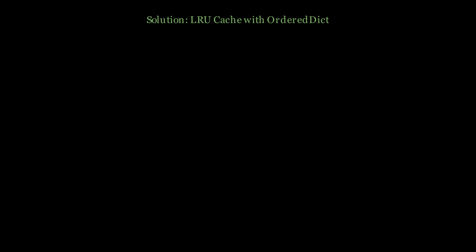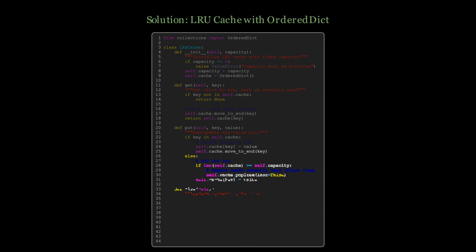Python's OrderedDict makes LRU cache implementation elegant. It combines hash table and linked list internally. OrderedDict maintains insertion order and provides move_to_end for reordering. Get checks if key exists, moves it to end marking it as most recent, and returns the value. Put checks if key exists.